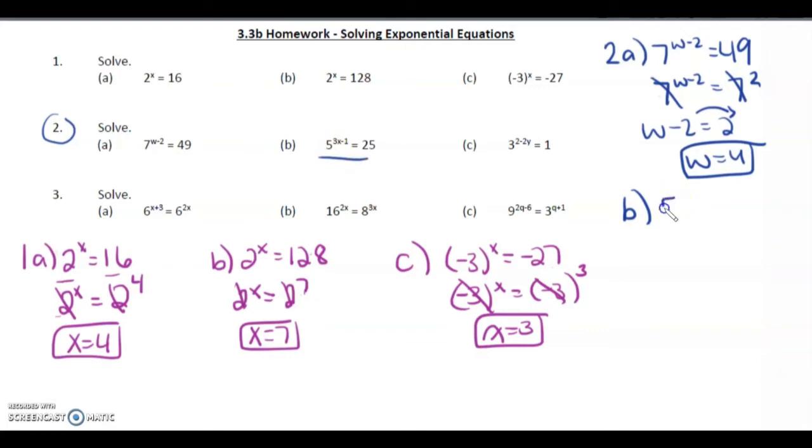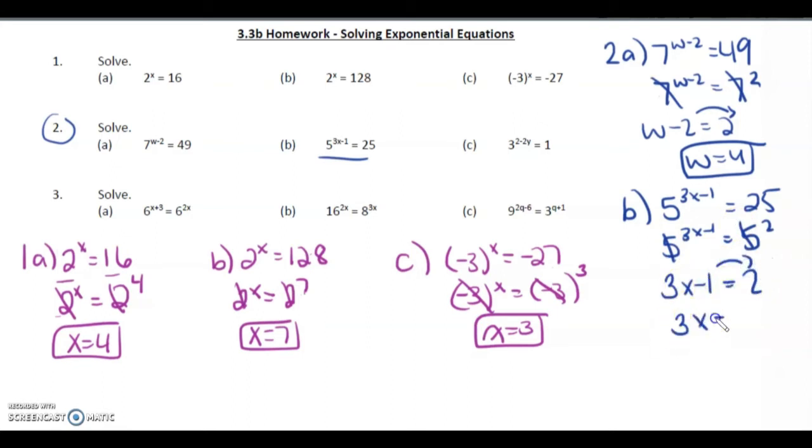Okay, b, we have 5 to the 3x minus 1 equals 25. So this 25, how can we rewrite it as a base of 5? Well, 25 is just 5 squared. We have the same base. Cancel out the bases. We get 3x minus 1 equals 2. Bring this over. 3x equals 3. And then we can divide out the 3's. x equals 1.